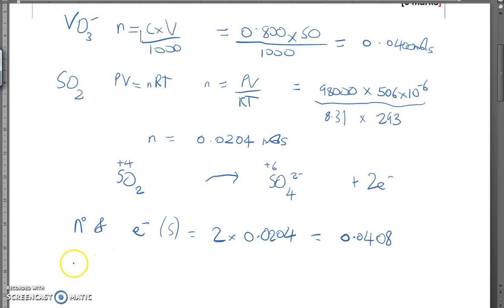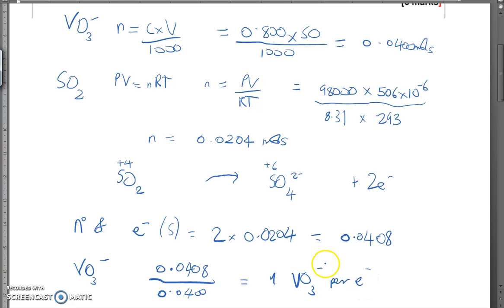And then the number of electrons being absorbed by vanadium. Well, we say that we have 0.0408 divided by 0.0400, which comes out at 1. Sorry, it should be the other way around: the number of electrons divided by the moles of vanadate, so it's 1 electron per vanadate.